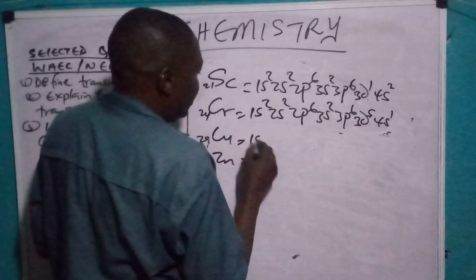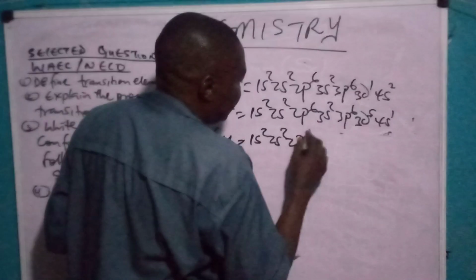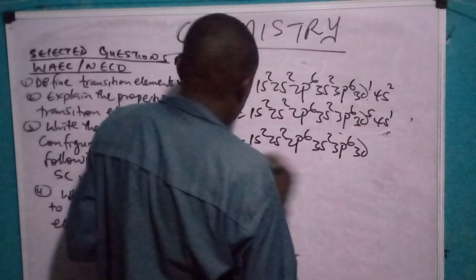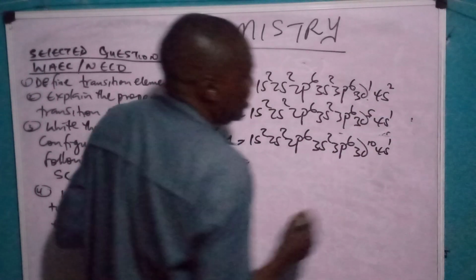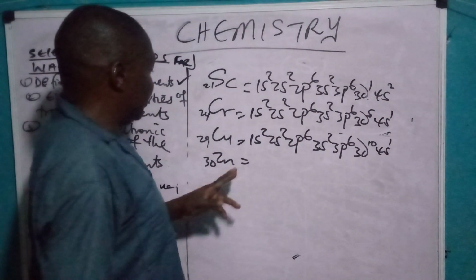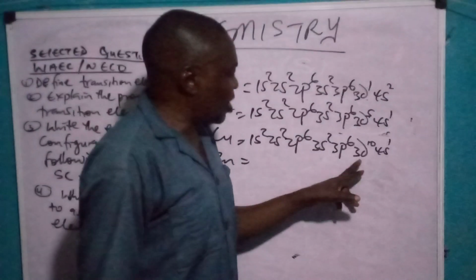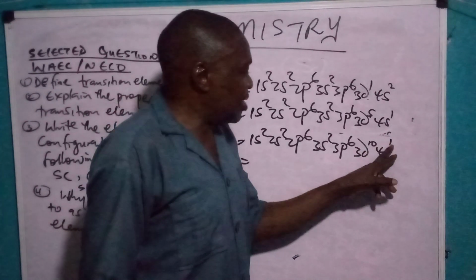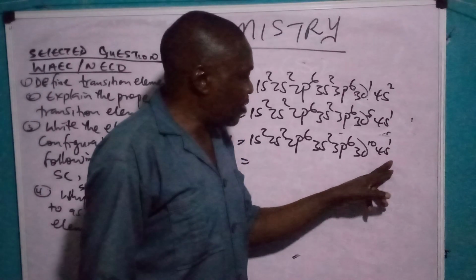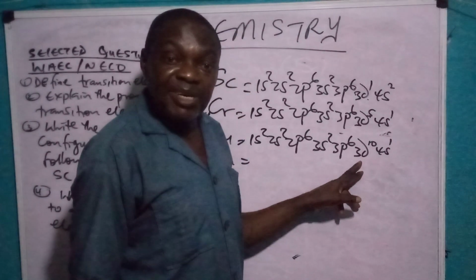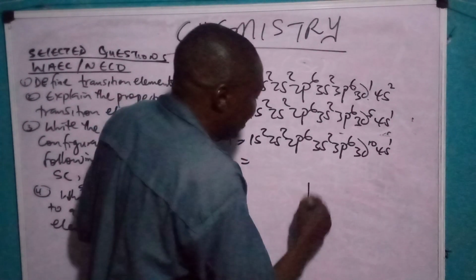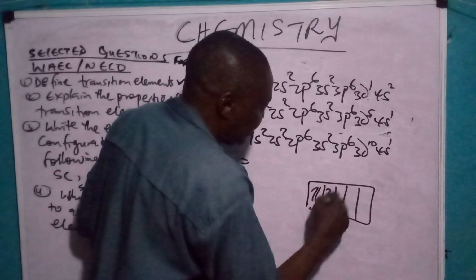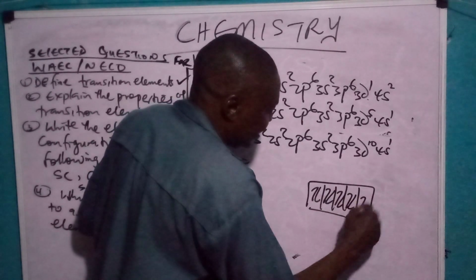Copper. 1s2, 2s2, 2p6, 3s2, 3p6, 3d10, 4s1. The same reason. You see it? This is supposed to be 3d9, 4s2. In order for it to be stable, one electron moves from the 4s2 and goes to the 3d9, making 3d10. In which case, our diagram for 3d orbital 1, 2, 3, 4, 5 will now be 1, 2, 3, 4, 5, 6, 7, 8, 9, 10.